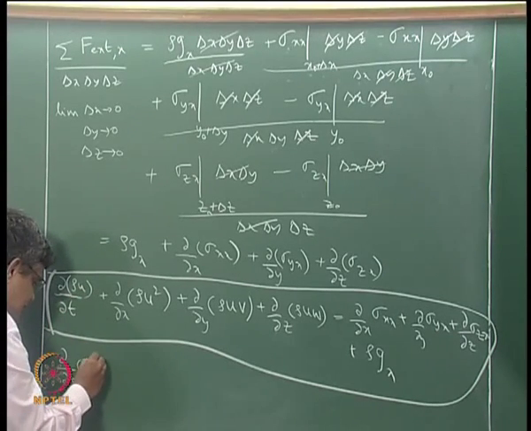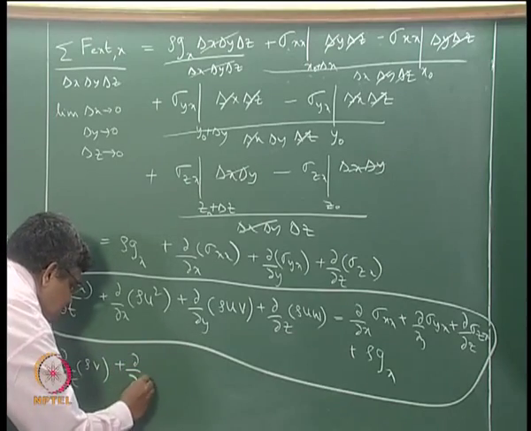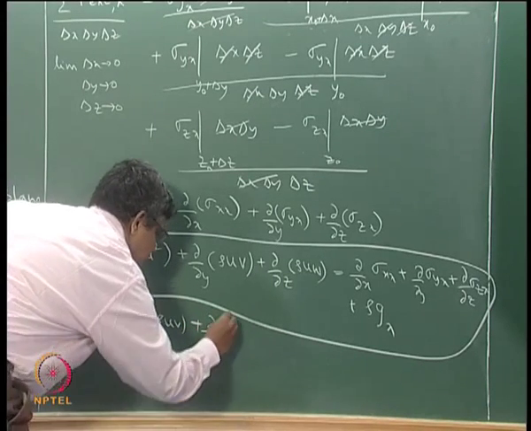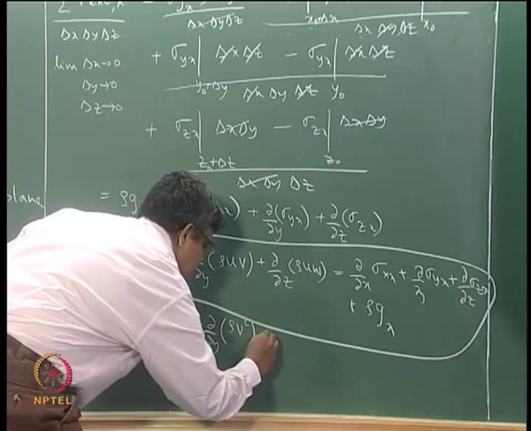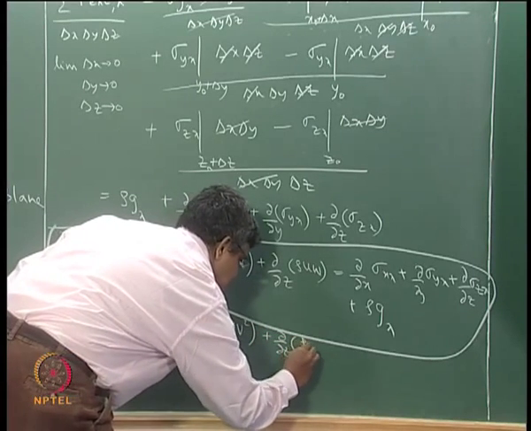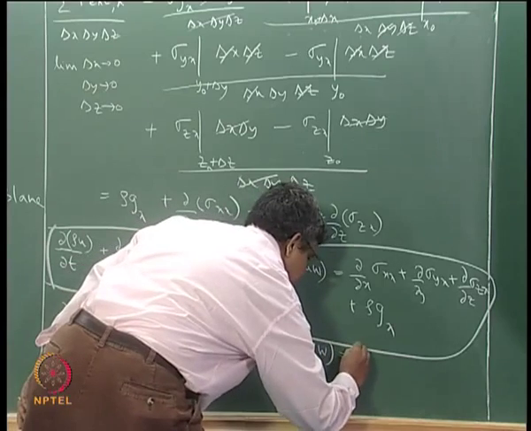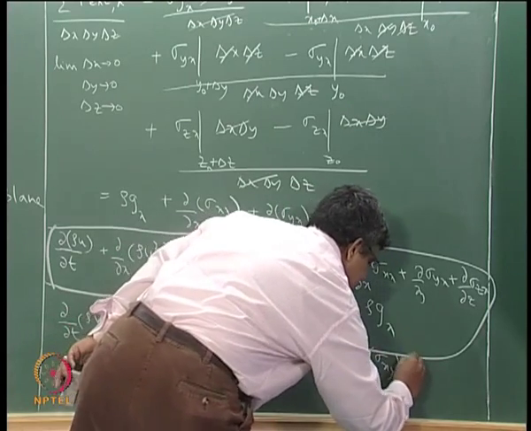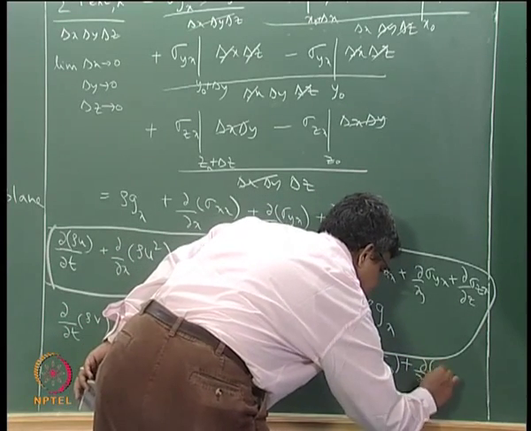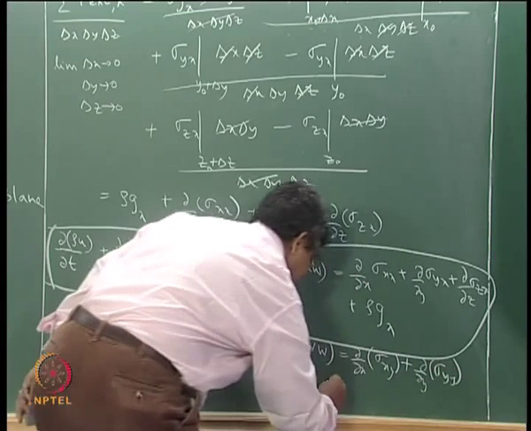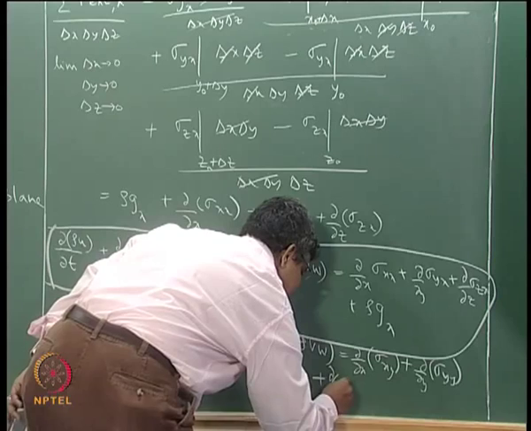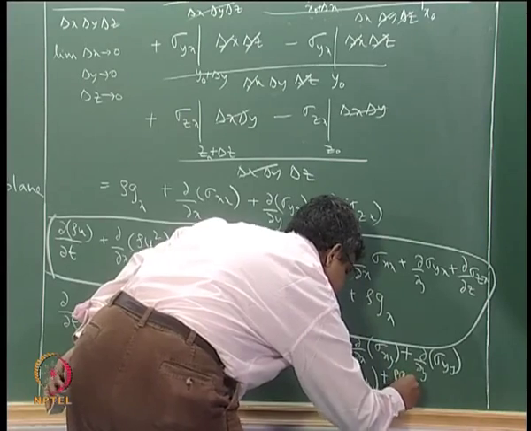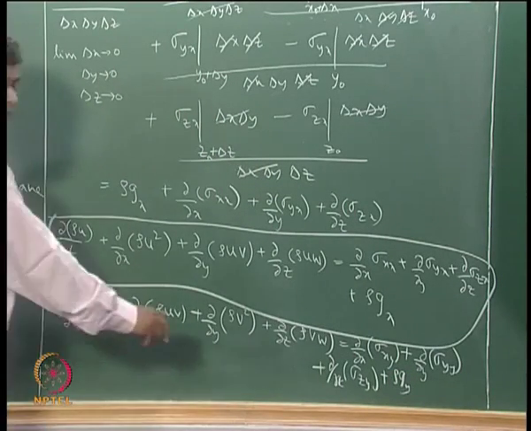Instead of u here we have v, and one of the u's becomes v here: dou by dou y of rho v square plus dou by dou z of rho v w equal to dou by dou x of sigma xy plus dou by dou y of sigma yy plus dou by dou z of sigma zy plus rho gy. Okay, so this is the y momentum balance.